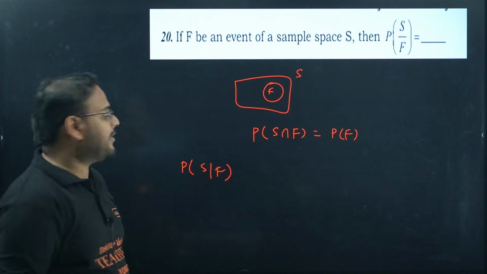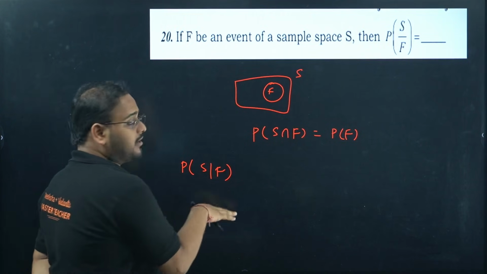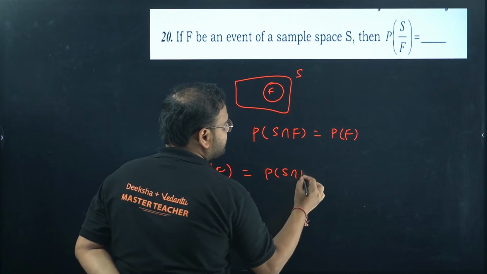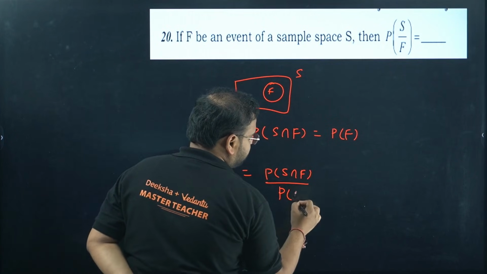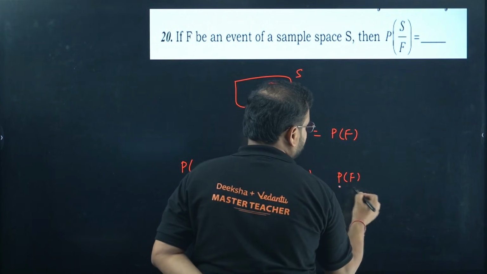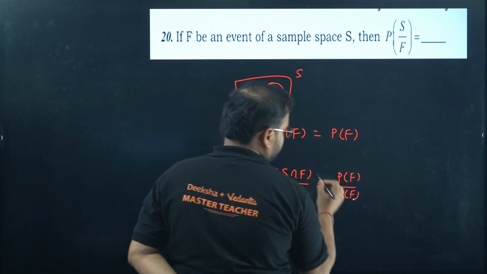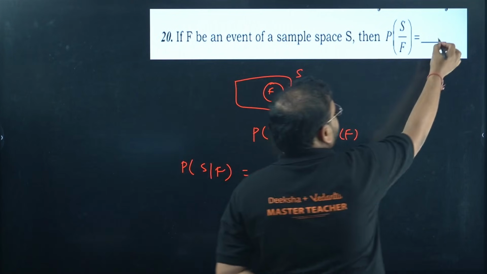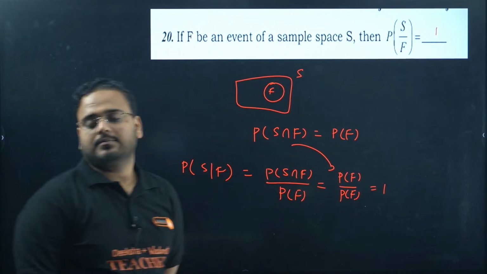What they're asking is to find the conditional probability of S provided that F has already occurred. So I'll get this as P(S intersection F) divided by P(F). This value is nothing but P(F) from here. I get the answer as 1. The answer is 1. Clear?